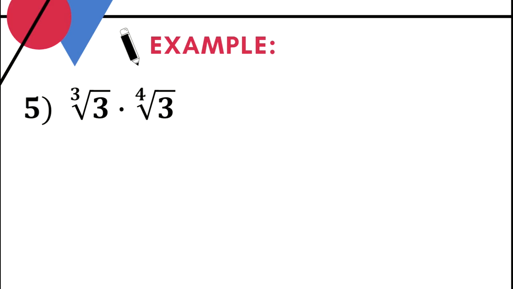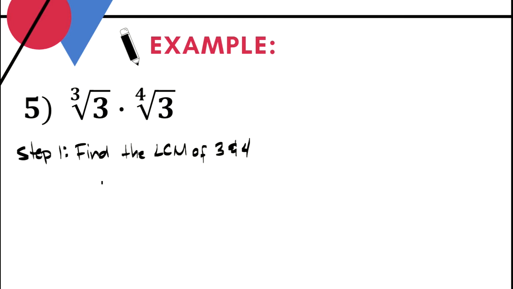Fifth example. Given cube root of 3 multiplied to 4th root of 3. The two radical expressions have different indices. Step 1. Let's find the LCM of the indices 3 and 4. The least common multiple of 3 and 4 is 12. So our LCM is 12.